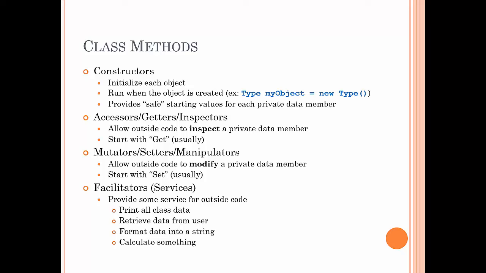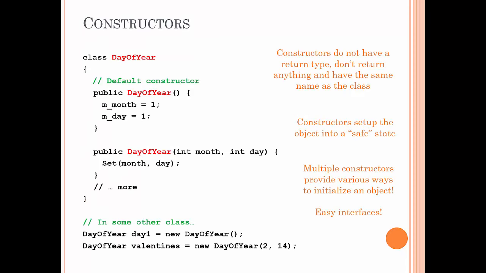Accessors provide access to the private data by returning a copy of that data. Mutators allow private data to be changed from outside the class, usually in a safe way to prevent errors. Facilitators perform other services for the class.